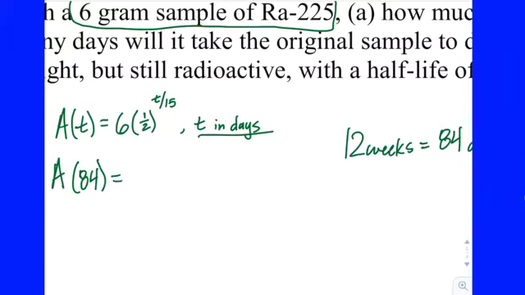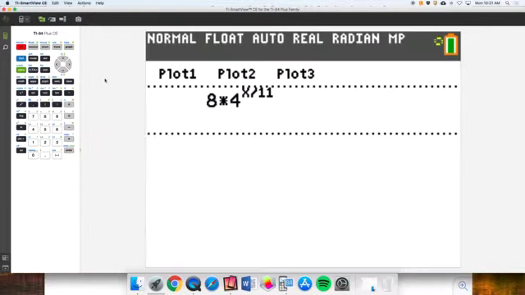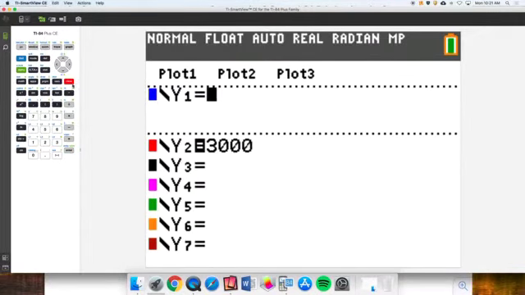Again, that's what you're going to show me. Now, you could just plug it in there and chug it, but we're going to put it into the calculator. So go to your Y equals and flush. Get rid of that one. Type it in. 6 times 0.5 caret, that'll work, to the X divided by 15. Double check, triple check. Looking good?